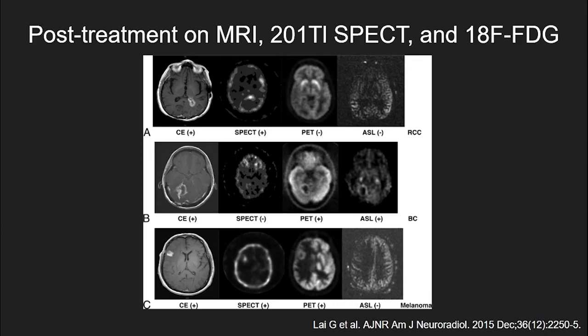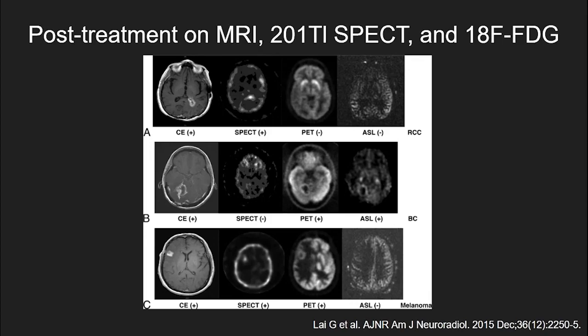Row B is an example of a breast cancer metastasis that was treated, and this was biopsied and found to be tumor recurrence. And so the contrast-enhanced MRI was positive for that. The thallium SPECT was actually negative for that. The PET, FDG PET, was positive for recurrence, and the arterial spin labeling was positive for recurrence. And then row C is a melanoma met that was treated, and this was biopsied and found to be recurrence. And it was positive on contrast-enhanced MRI, thallium SPECT, and FDG PET, but not on arterial spin labeling MRI.